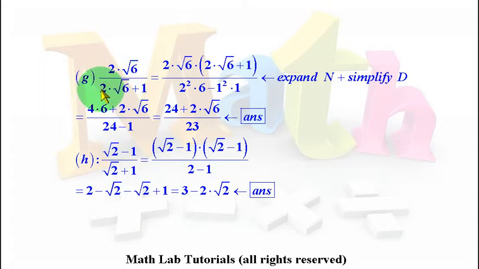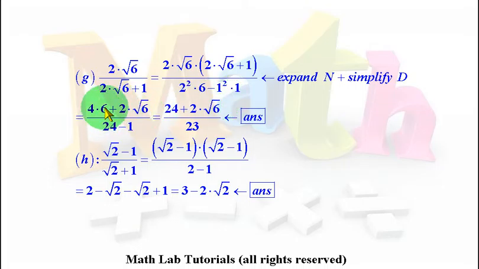So 2 squared is 4, and then root 6 is 6. So we get 2 squared dot 6. And then a minus sign, and then we get 1 squared, which is just 1 squared dot 1. And now all we have to do is expand the numerator and simplify the denominator.